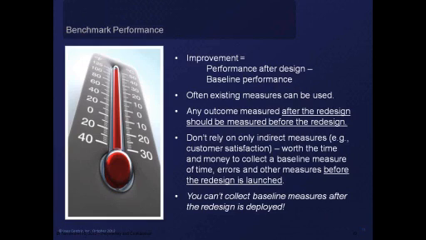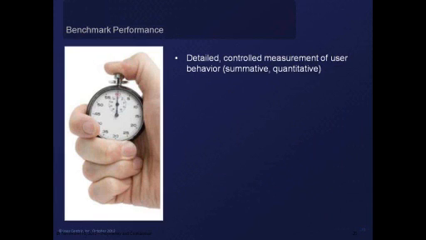So what kinds of things are we measuring? Well, first, there are some conditions that we have to set up. In order to do a benchmark measure, we need to have some kind of detailed, controlled measure of user behavior. And in our words, we call this either a summative test or a quantitative test, something where we're not really getting attitude and opinion. We are really getting at behavior. We're getting at what people do. And it's unambiguous, and it's very well controlled. So we'll get to the measures in a second, but there are a couple of different ways that we can measure.